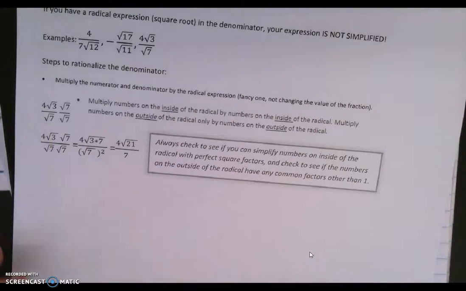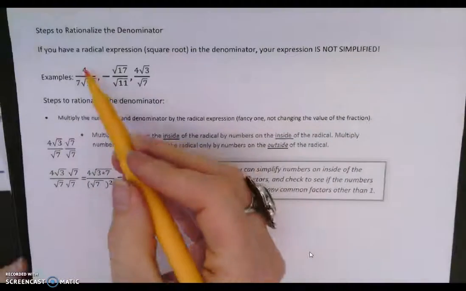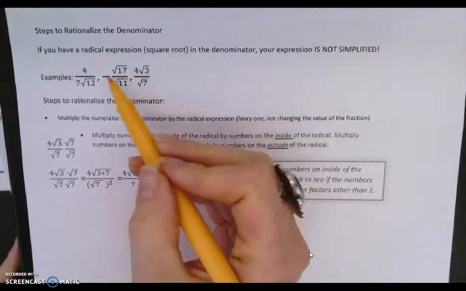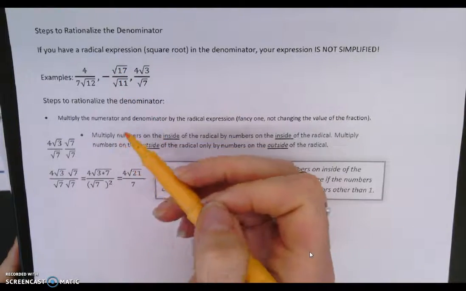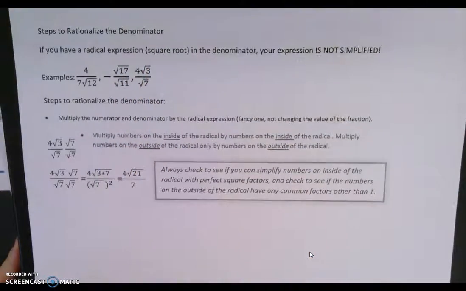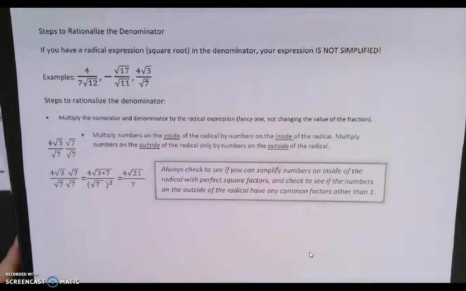So taking a look, some examples of expressions that are not simplified are 4 over 7 radical 12, negative radical 17 over radical 11, and 4 radical 3 over radical 7. So here's the steps to rationalize any denominator.